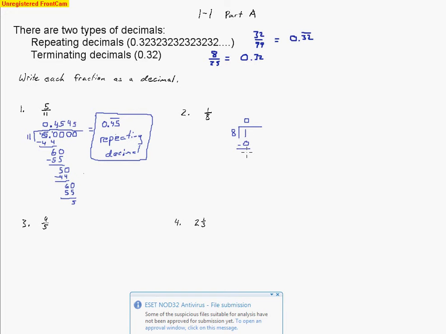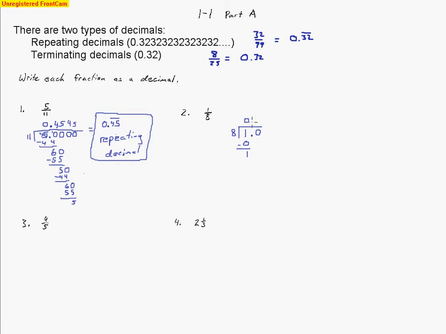But in order to continue, we're going to add a decimal point and a 0. So we're going to bring that decimal point straight up and bring this 0 down. Now we're going to think of this as 10 rather than 1. And so 8 goes into 10 1 time. And that leaves us with 2 left over.